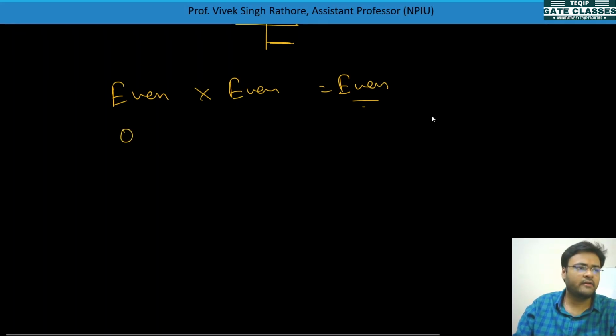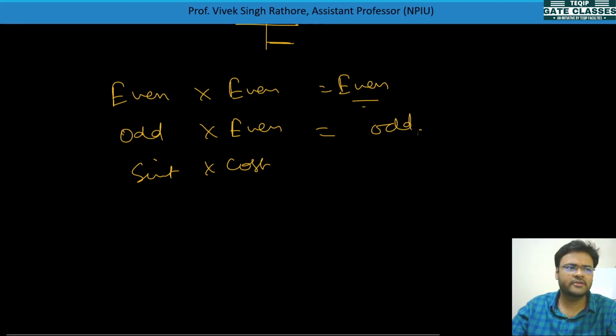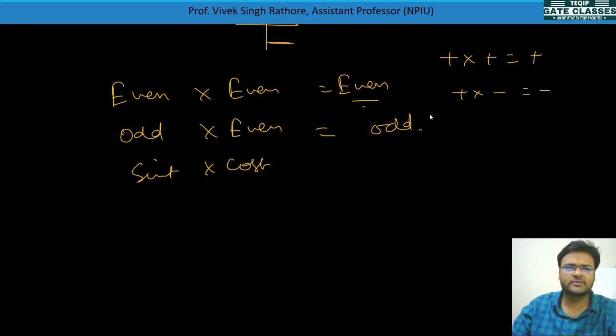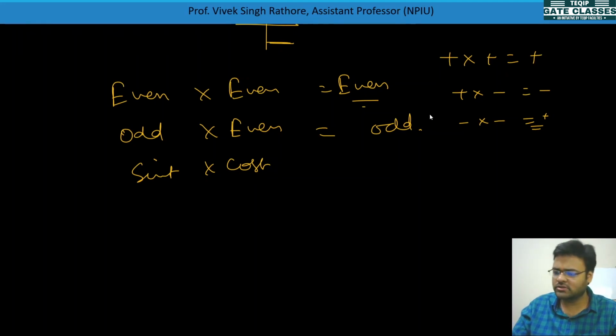And whenever you take odd into even, like sin t into cos t, if you do the mathematical expression, you will come to know it will come as an odd signal only. So you can treat it like signs: plus into plus, you get plus; plus into minus, you get minus; minus into minus, you get plus. Take minus as odd and plus as even, and you can calculate it. So this was there.